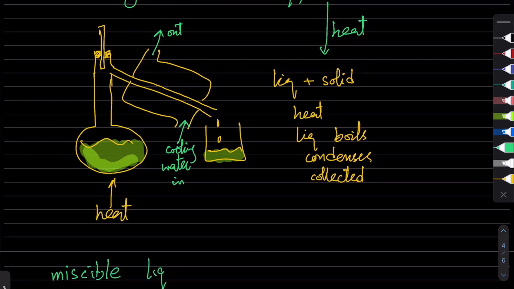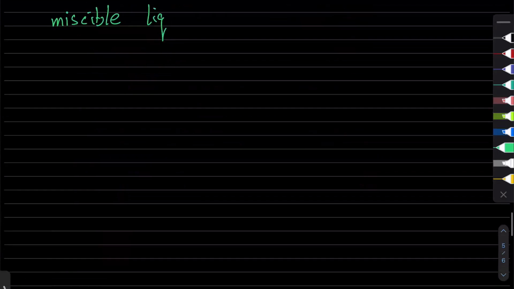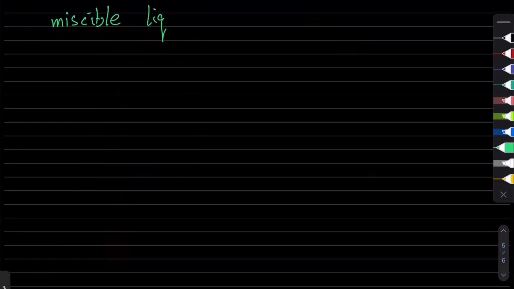Okay. Miscible liquids means liquids that dissolve together. They have similar densities, they mix together.